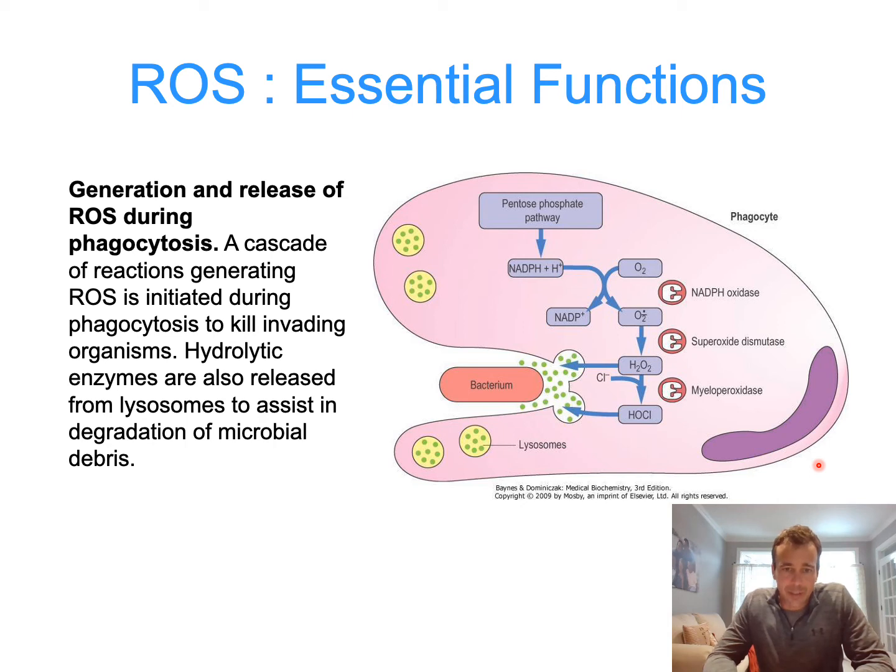During phagocytosis, a cascade of reactions leads to generation of reactive oxygen species to kill invading organisms such as bacteria. You can also get hydrolytic enzymes that are released from lysosomes, shown here, to help in the degradation of the debris that occurs during this phagocytosis.